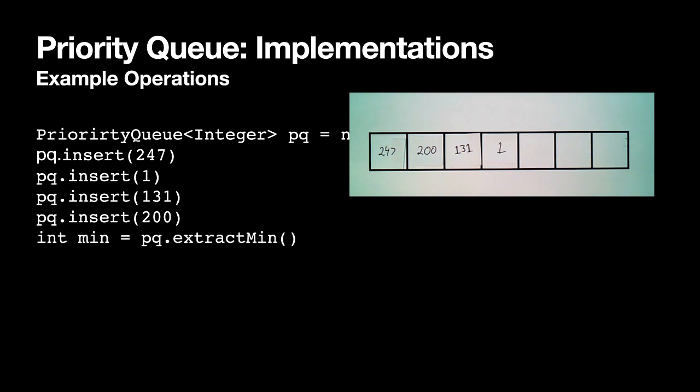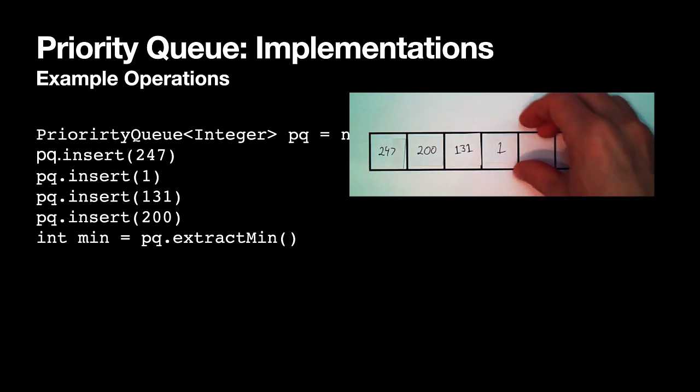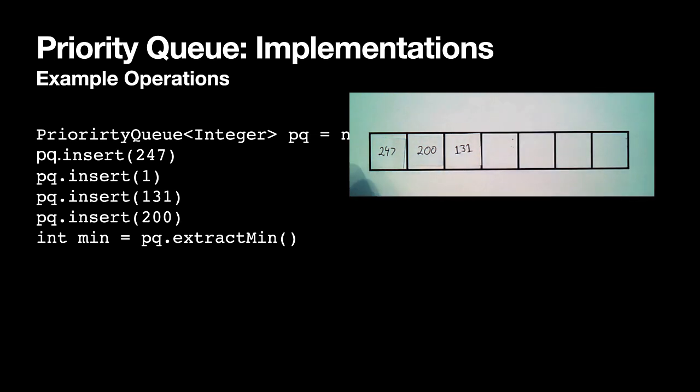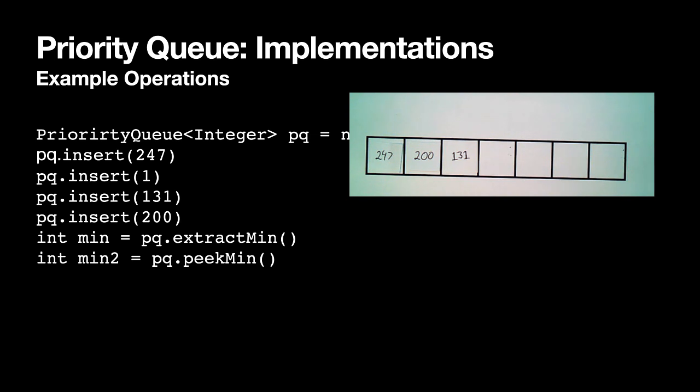Our next operation is an extract min. Now, the real advantage of keeping the minimum item at the back of the array is that we simply remove it, and we don't have to shift everything over to fill a gap. Our next operation is a peek min. Again, we just look at the last item that's stored in our array, our 131, and we'll return that value. So just to back up for a second, we extracted and removed the 1, and our peek is going to peek and see the 131.